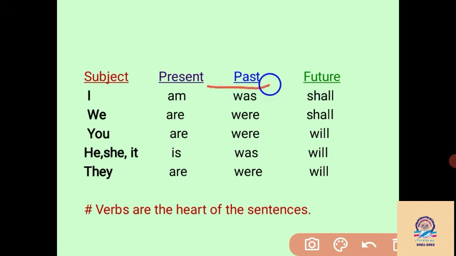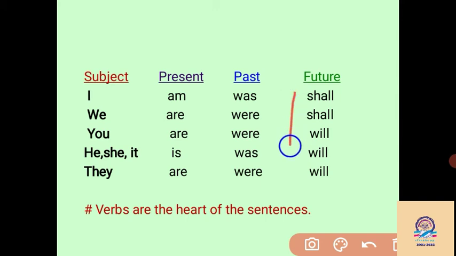For the past tense, if the sentence has a word like yesterday, then by the last word we can know that the sentence is in the past tense, so we have to use was and were. With the subject I, we have to use was. For we, we have to use were. Then with the subject you, we have to use were. And if he, she, it is the subject, we have to use was here. Then if they is the subject, we have to use were as the auxiliary verb.